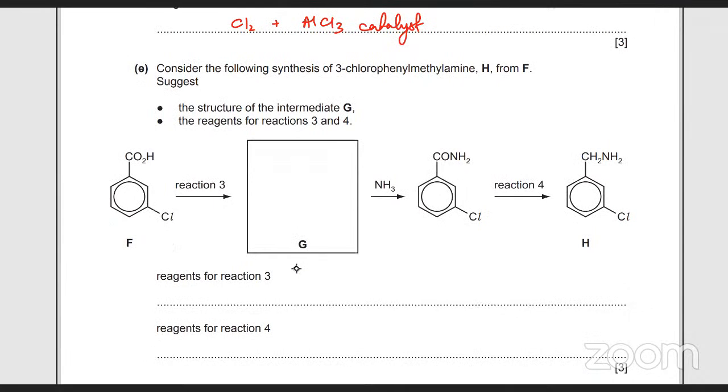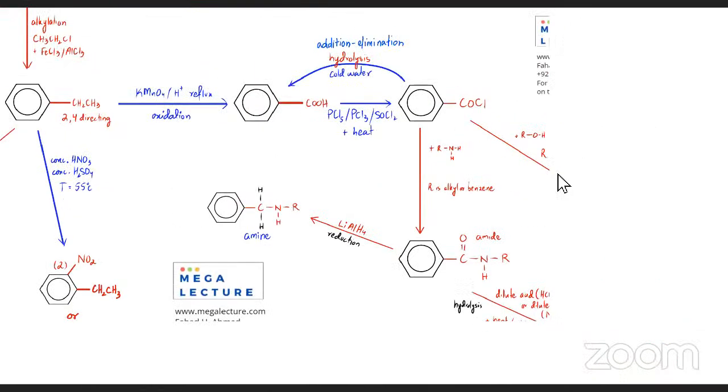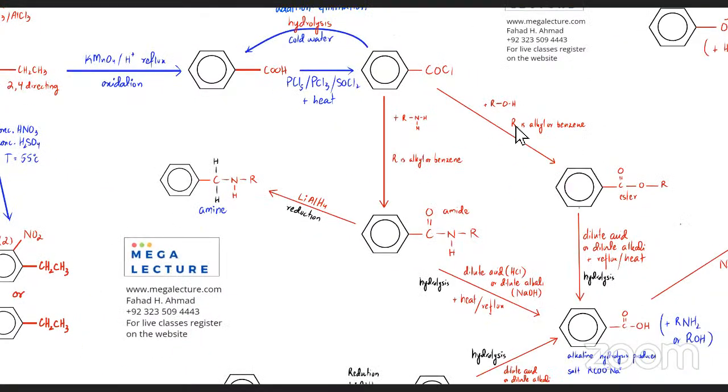So considering the following synthesis, structure G find out karna hai. What exactly is structure G? So carboxylic acid is turning into an amide. Now, one way to actually turn a carboxylic acid, here my carboxylic acid hai. So remember, amides, this is my carboxylic acid, and this is my amide. So carboxylic acids can also directly turn into an amide, but that's kind of difficult.